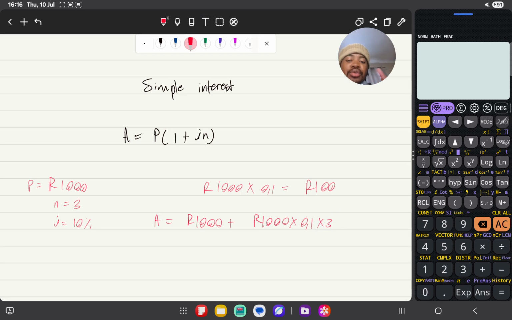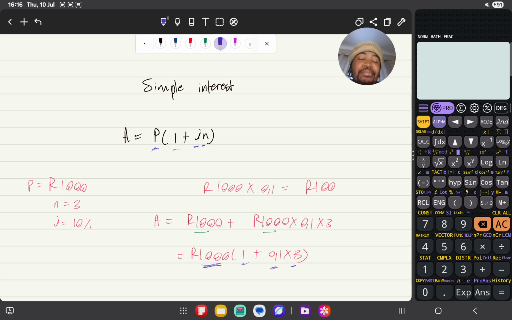Now you realize, let me just take out the common factor. If we take it out, we have 1,000 times 1 plus 0.1 multiplied by 3, which is exactly the formula. You have your principal amount, there is 1 over there, and then there's the interest multiplied by the number of years. So this is basically how it is.